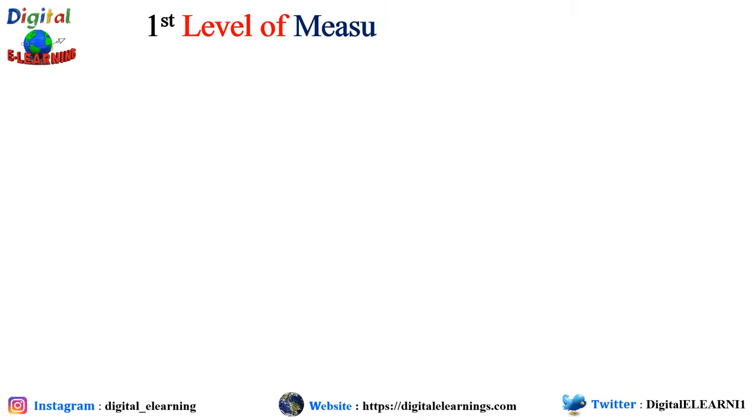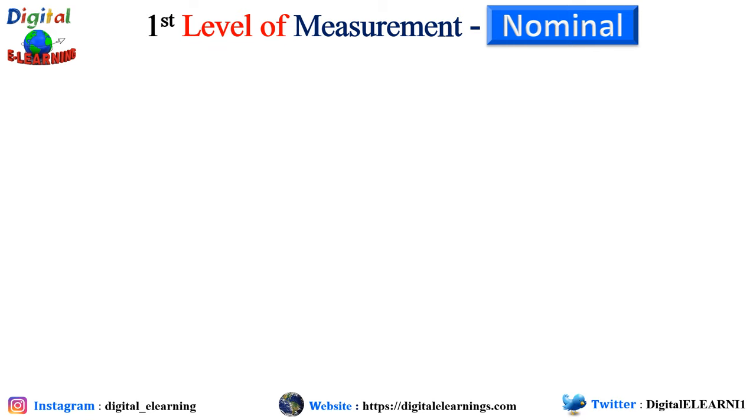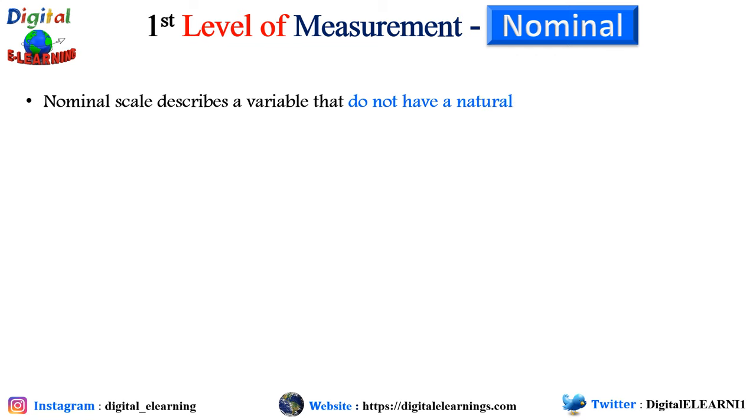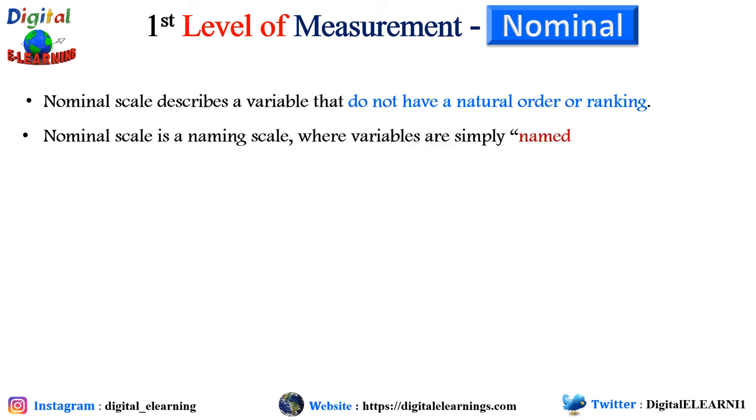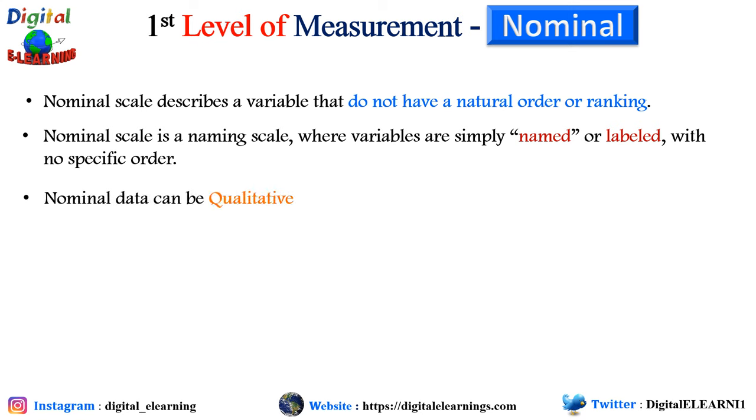Let's start with the first level of measurement, nominal. This is probably the simplest of the four levels, which describes variables that do not follow a natural order or ranking. All of these categories are mutually exclusive, meaning there is no overlap. Nominal scale is a naming scale where the variables are simply named or labeled without any specific order, and it cannot be ordered or measured. Nominal data can be qualitative and quantitative both.